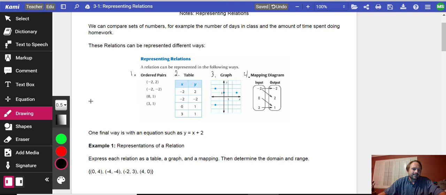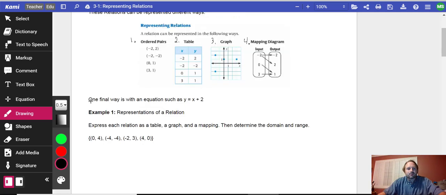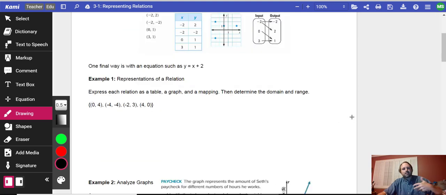Before we get into the example, one other final way to show a relation is in an equation, such as y equals x plus 1. Sorry about that. Let's go on. Example 1, representations of a relation. So we can represent a relation as a table, a graph, or mapping.